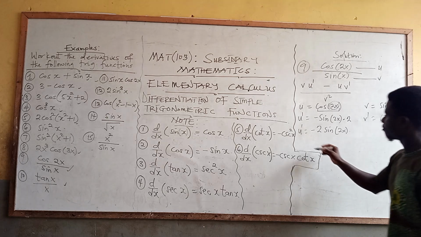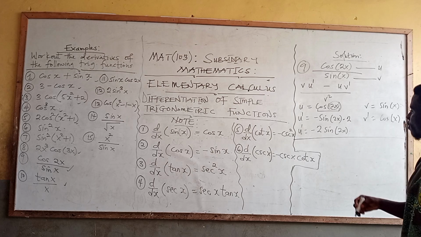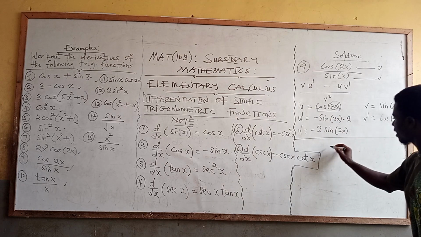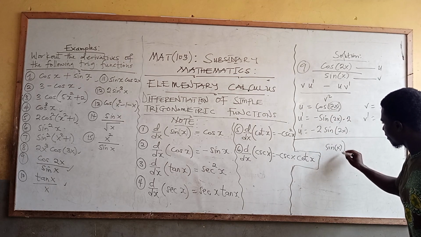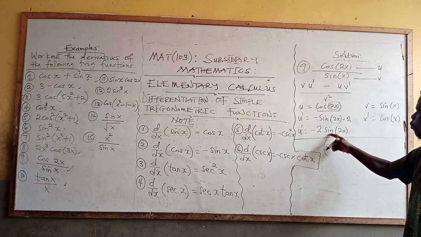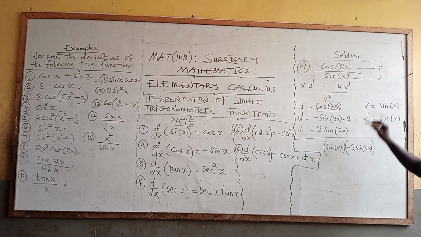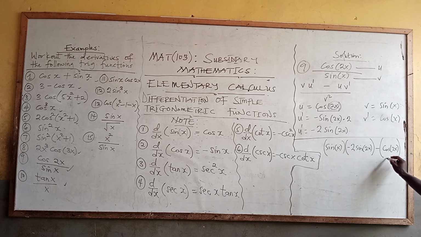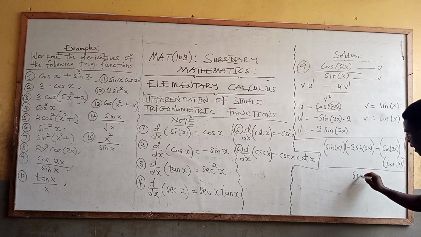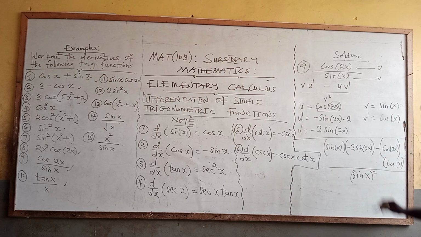Right? So now, let's apply our formula. What is v? V is sine x. Then times what is our u prime? Negative 2 sine 2x. Then minus what is our u? Our u is cos 2x. Then times what is our v prime? Our v prime is cos x. Divided by what is our v? Sine x, so sine x all squared.